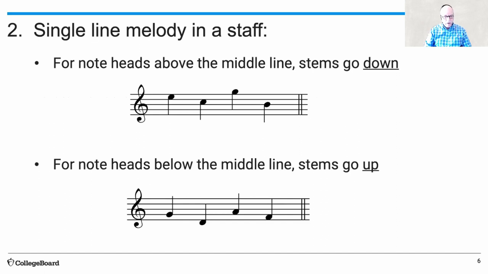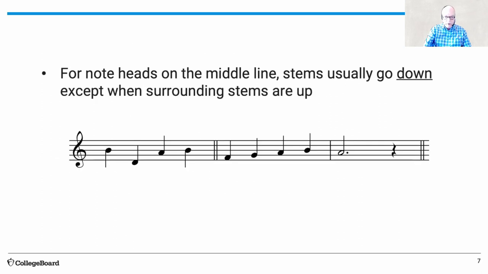Number two, single line melody in a staff. For note heads above the middle line, the stems go down, and notice that they attach to the left side of the note head. And of course, for note heads below the middle line, the stems go up, and notice that they attach to the right side of the note head. That's very important to remember. For note heads on the middle line, it's a little bit interpretive. The stems usually go down, like in that first measure, but in the second measure, when the surrounding stems are up, like you see in the third measure also, stems up on that note, then the note head on the middle line has a stem that goes up also.